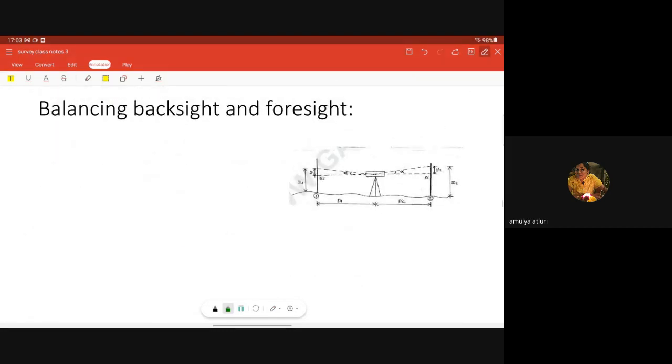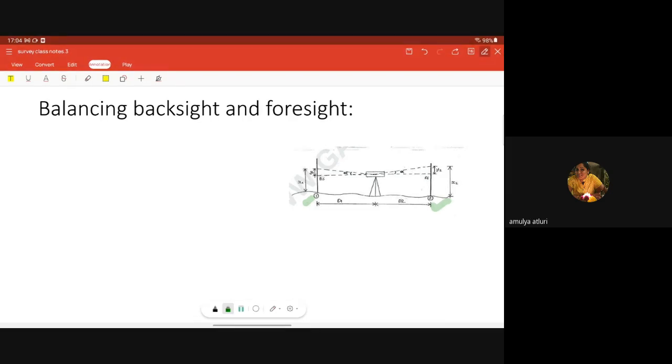Next, balancing backsight and foresight. When it is required to evaluate the RL, reduced level, difference between any two points, taking BS on point 1 and FS on point 2, it is necessary to make the distance equal from the instrument to each of the stations to eliminate the error due to line of collimation and its adjustment, and the error due to curvature and refraction.